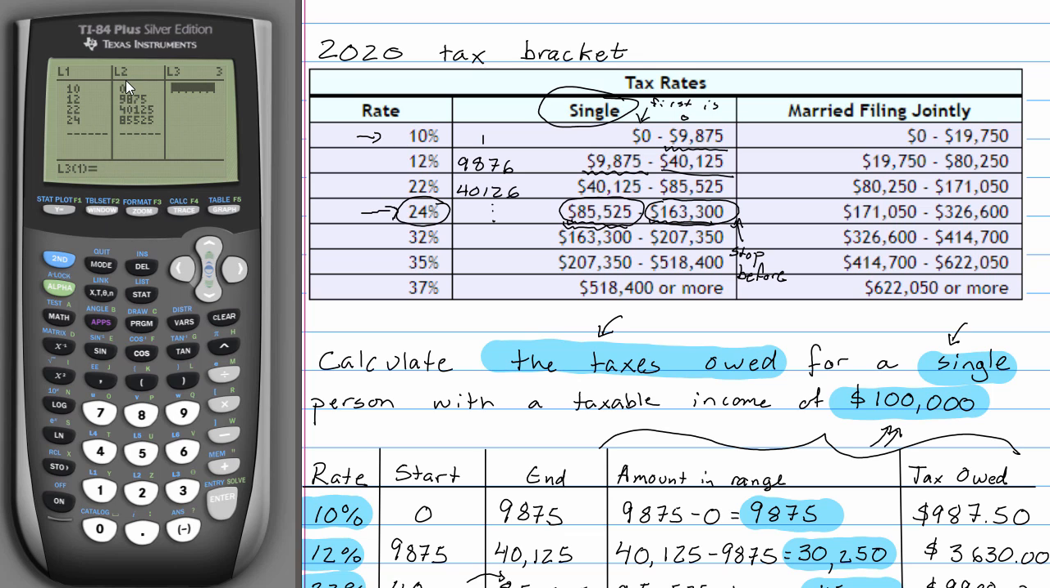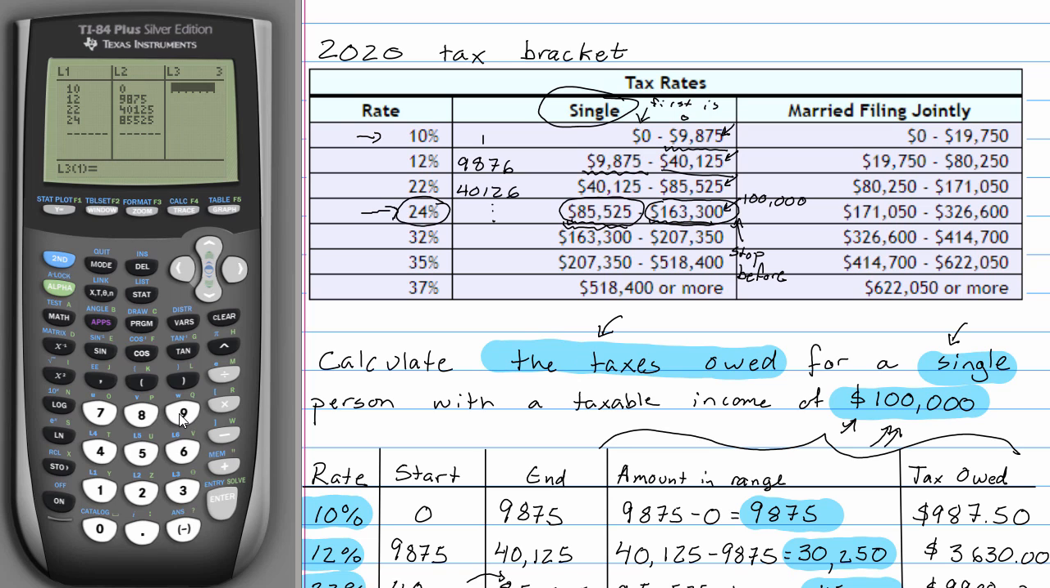Okay, so I've entered the beginnings of the tax brackets, and now I'm going to enter the end of what this person pays. For each row, I'm going to enter either this number or $100,000, whichever is less, right? Remember, $100,000 was this person's taxable income.